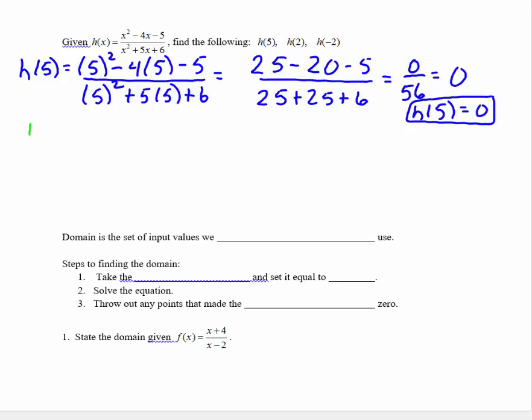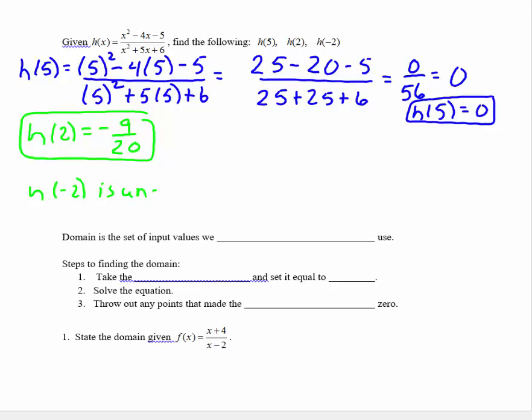So you'll try h of 2 and check and make sure you get an answer of negative 9 over 20. And then you're going to try h of negative 2, and you should get that h of negative 2 is undefined. So that should give you 0 in the denominator.